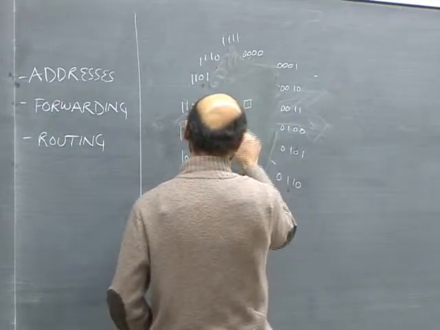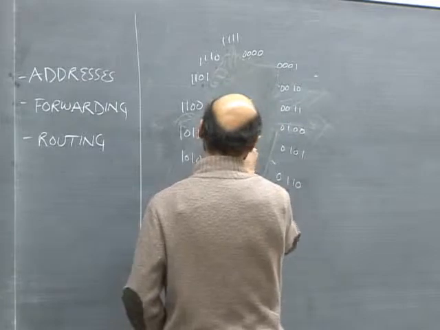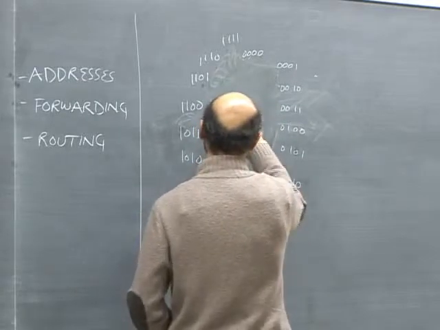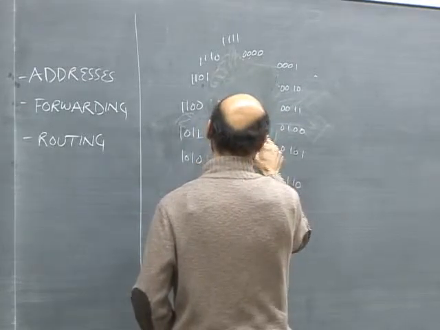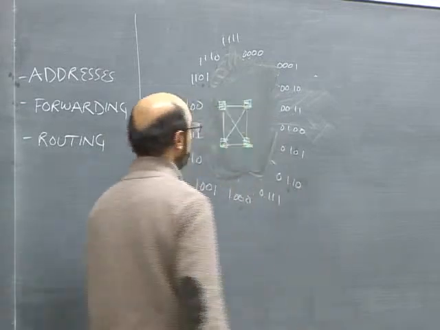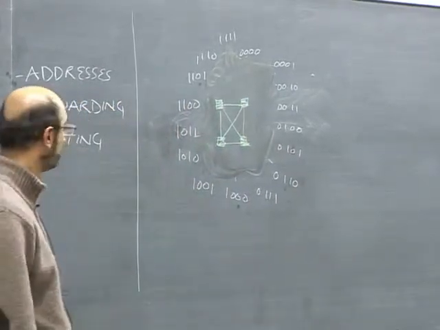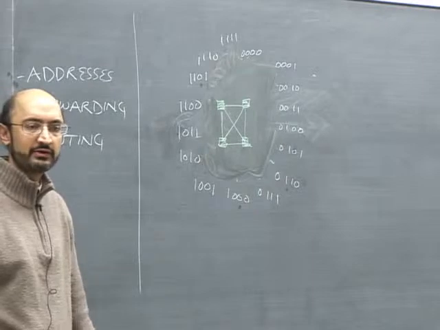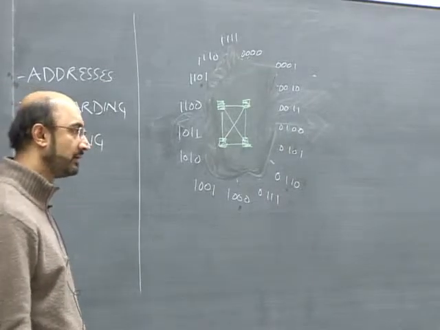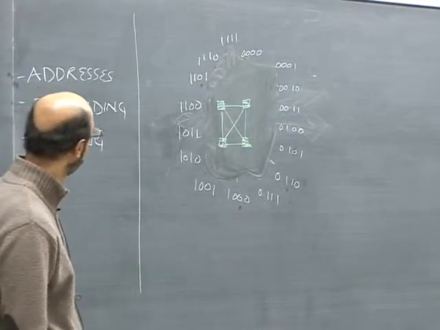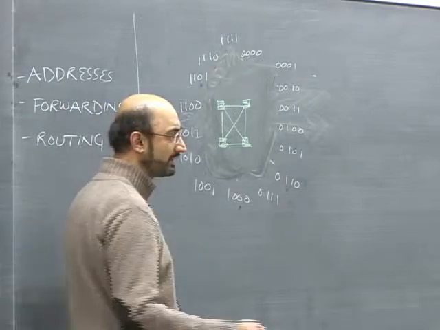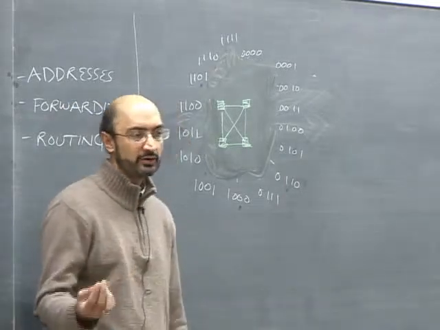Okay, so let me now draw these 4 routers in green, and I'll draw it like this. These are my 4 routers. What I do is, I'm going to make a network between these four like this, okay? It's a fully connected network between these four routers. So any router can get to any other router in one hop, okay? It's just from drawing it. That's not a problem.